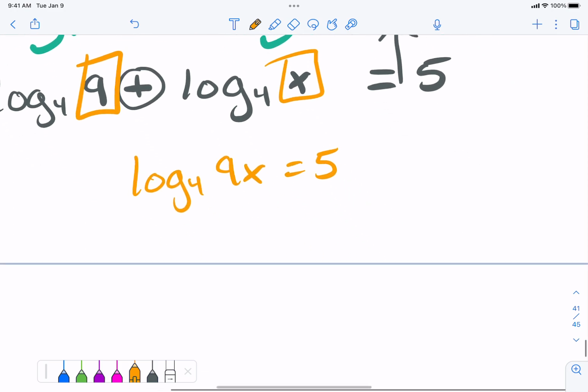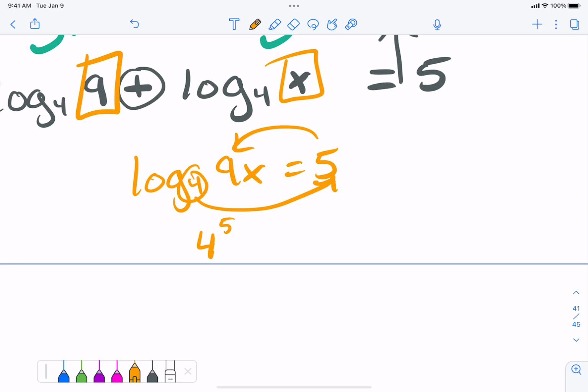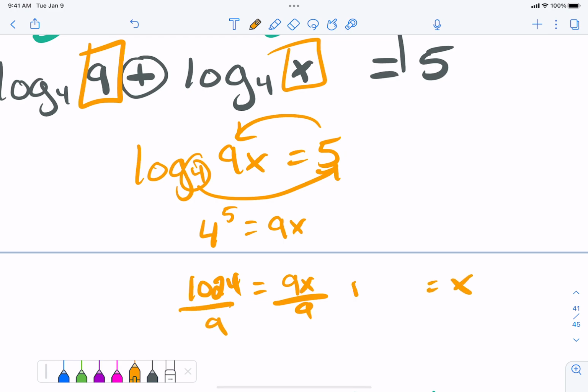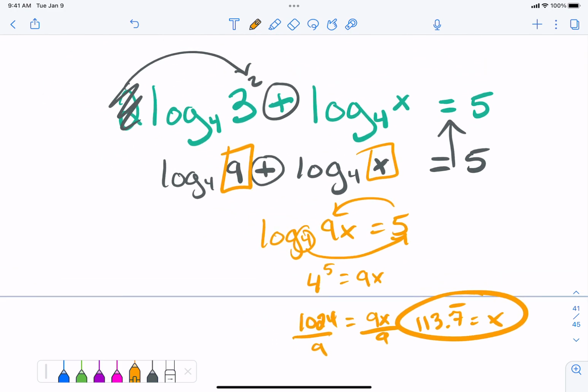And then what? Exponential. 4 to the 5th power equals 9x. Okay? 4 to the 5th power is a huge number. Anybody have it? It's 1024. Perfect. Thank you. And then divide by 9, and it's a decimal. 113.7 repeating. There you go. Okay? Happy with that? Got it? That one's a tricky one. That one's kind of tough.